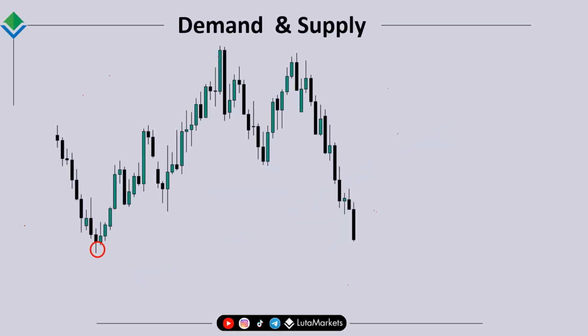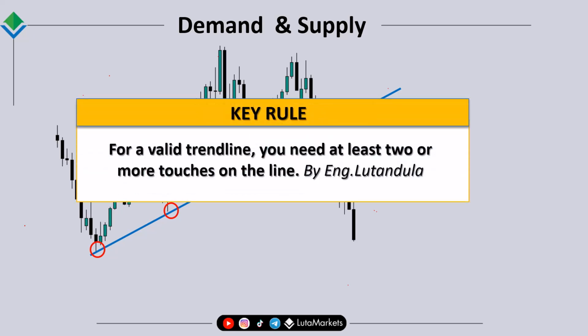Step 1. Identify the trend line. To start, we need to identify the trend line in the market. A trend line is a diagonal line drawn to connect a series of price swings, showing the market's overall direction. In an uptrend, the trend line connects the swing lows, the lowest points where price temporarily reverses upward. The more times a trend line has been touched, the stronger and more reliable it becomes. Key rule: for a valid trend line, you need at least 2 or more touches on the line.